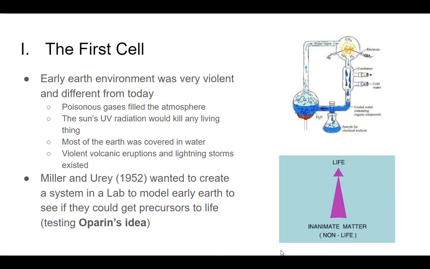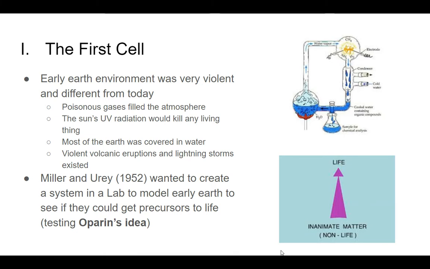Stanley Miller and Harold Urey in the early 1950s decided they wanted to test another scientist's theory by building a closed system in a lab that could mimic early Earth's environment. Knowing what early Earth looked like is super important to understanding their experiment and why they chose the aspects and the components to put in the model. It comes from the understanding of early Earth's environment.